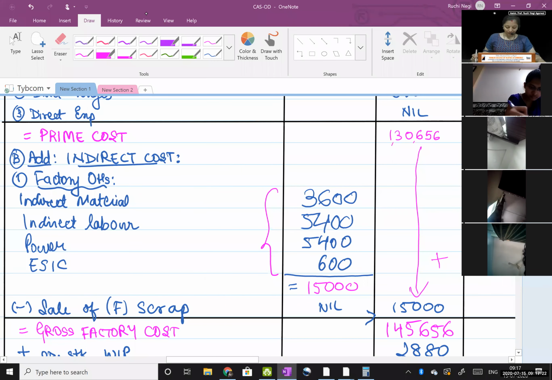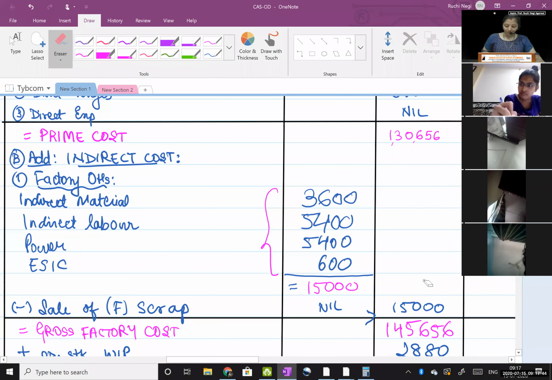Okay. Less sale of factory scrap. It's not given in the question. Put a dash or write nil. See, I know sale of factory scrap is not given. Still, you will not skip the step. You have to write it. Then take the total in the outer column.